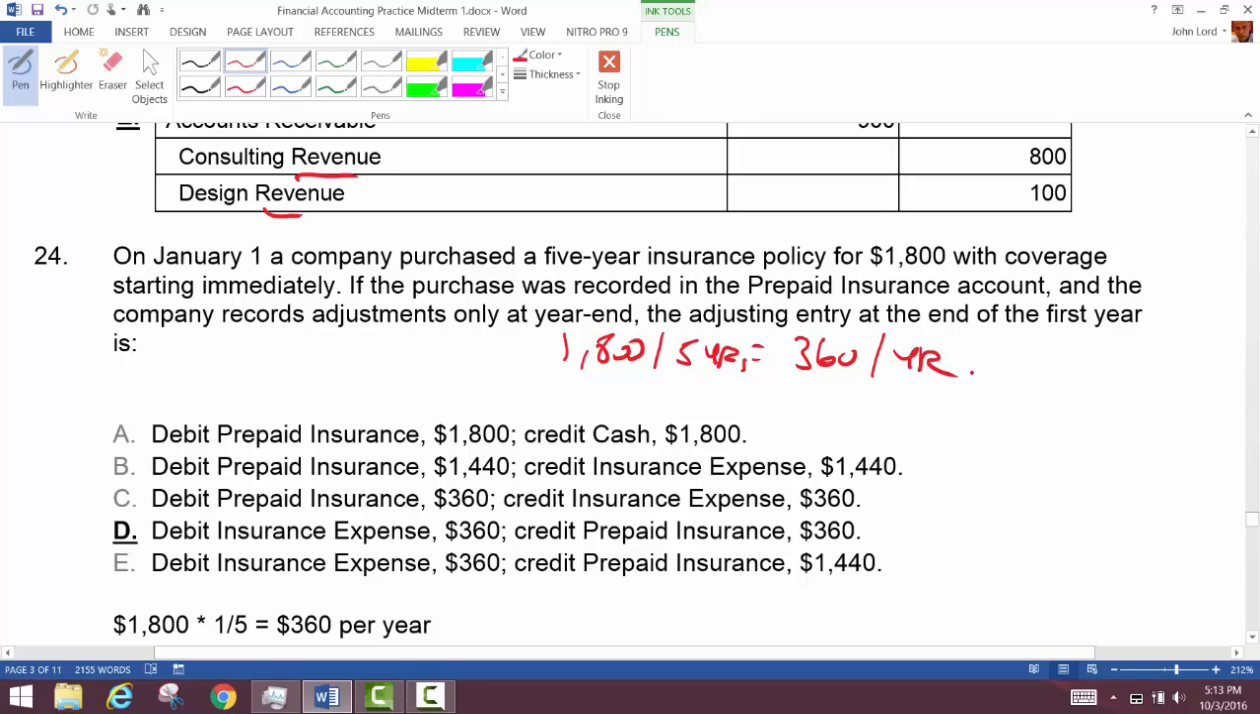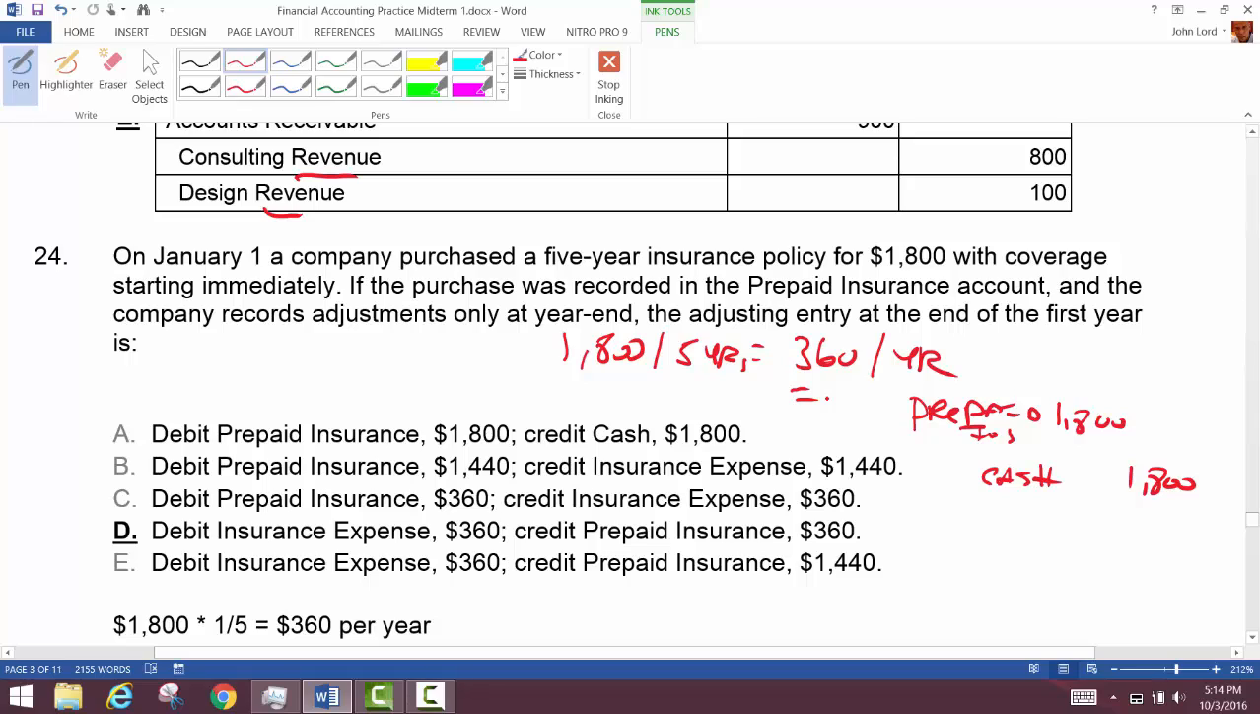And so what's happened? What's the journal entry to purchase the policy? Not asked in this question, but what would be the journal entry to purchase the policy? Credit cash, good for what? 1800. Okay, good. And debit what? Prepaid insurance. I have future economic benefit, don't I? For 1800. And so I'm going to take 360 of that.